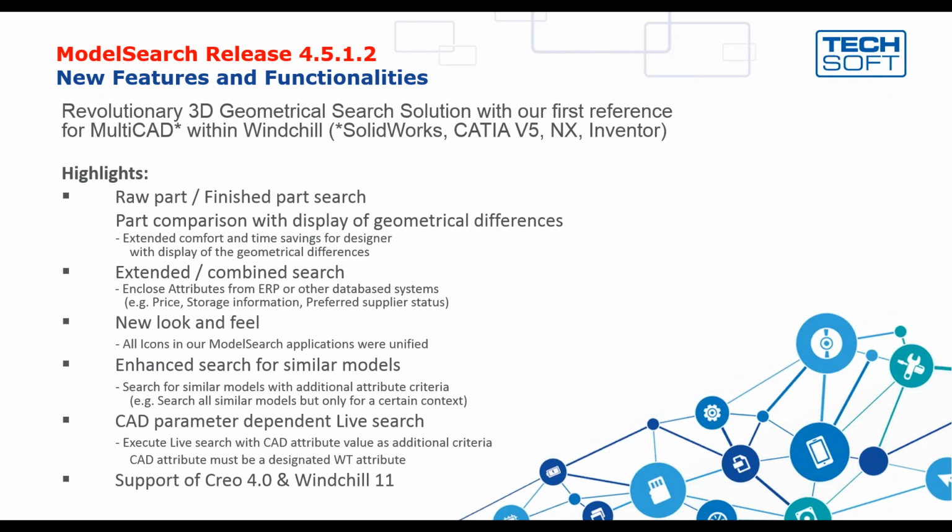Extended and combined search is also an important point. We have several customers who would like to have extended search criteria which are not stored in Windchill. For example, the price of a part, or whether this part is almost in store, and whether we have maybe a preferred supplier for this part. So if I find different parts, I'd like also to add such a functionality.